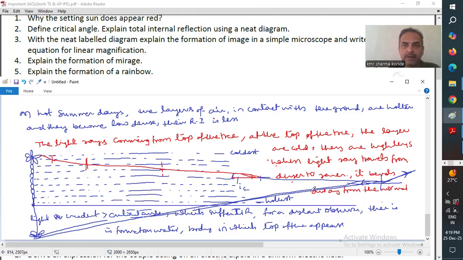This mainly takes place on highways. When you travel on hot summer days, maybe at a distance of nearby 1 or 2 kilometers, there is a formation of water bodies. When you look down, light comes from the top of the tree as usual, and the top of the tree appears in the water body. This is mainly because of the total internal reflection phenomenon.